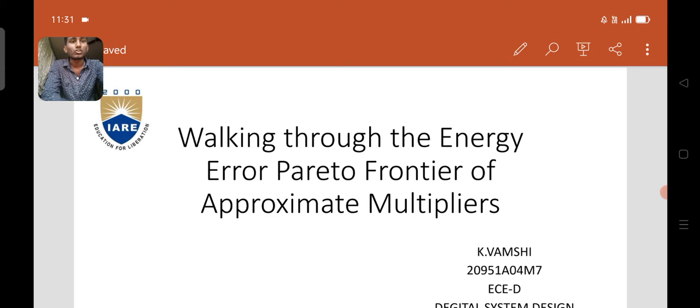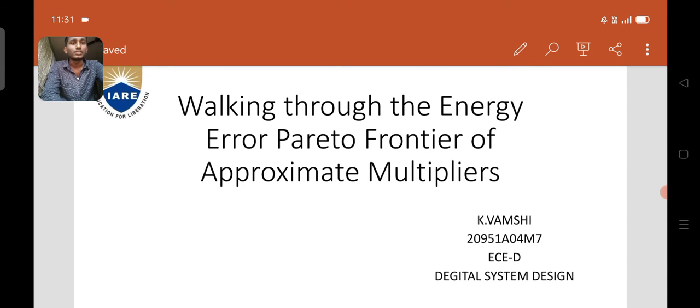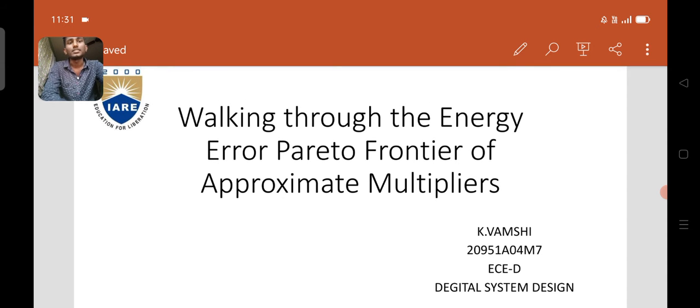So today I want to discuss walking through the energy error Pareto frontier of approximate multipliers, which is related to the subject of digital system design.